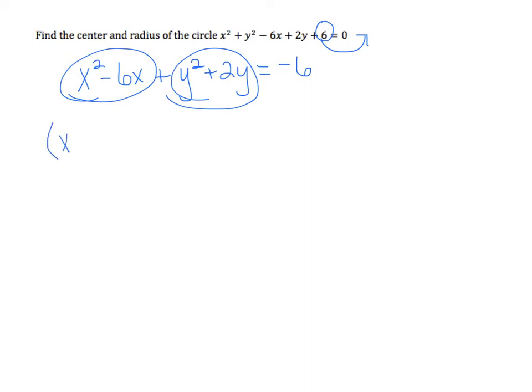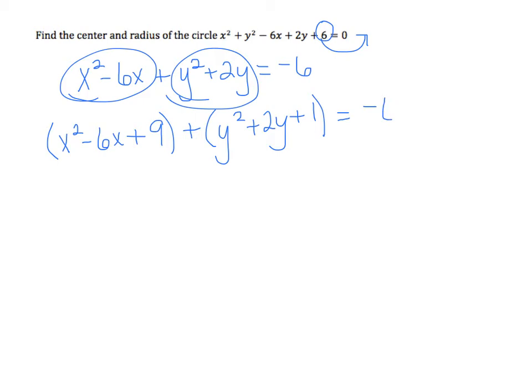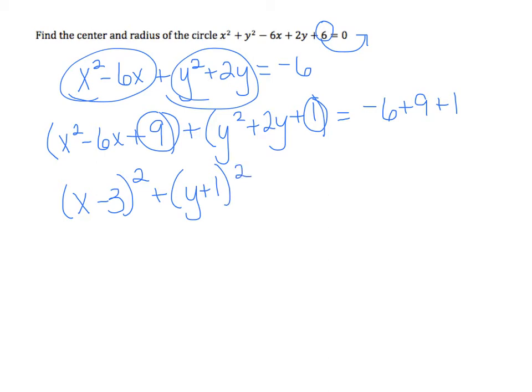So I've got x squared minus 6x plus, 6 divided by 2 is 3, 3 squared is 9. And then here I've got y squared plus 2y. Cut that in half, it's 1. 1 squared is 1. I've got -6 here, plus 9, plus 1. So I've got x minus 3 squared plus y plus 1 squared is equal to 4.